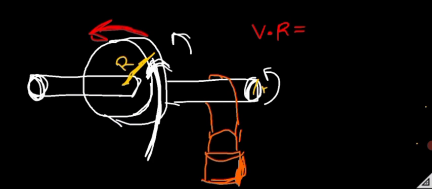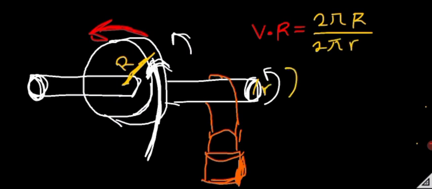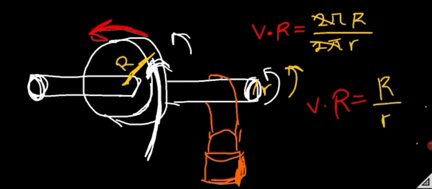And the distance moved by this wheel is the circumference, which is what? 2 pi big R. Now the distance moved by the load is by this axle, which is what? 2 pi small r, which is the radius of this axle, because this one too will rotate along the small r. Now what happens here is that 2 pi cancels 2 pi, and all we have is V R. Are we getting it? V R is equal to, we now have what? Big R over small r.